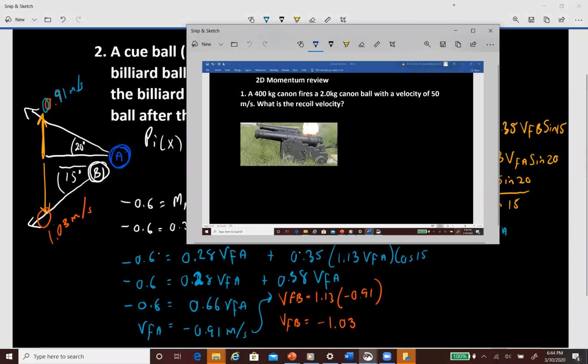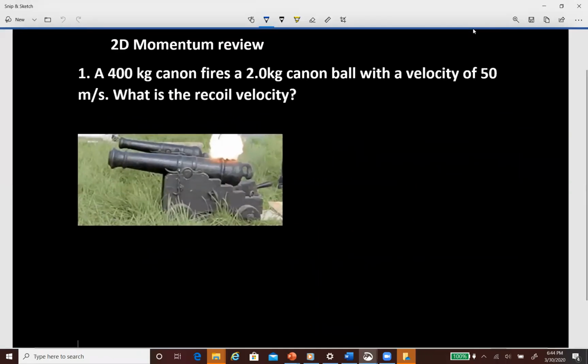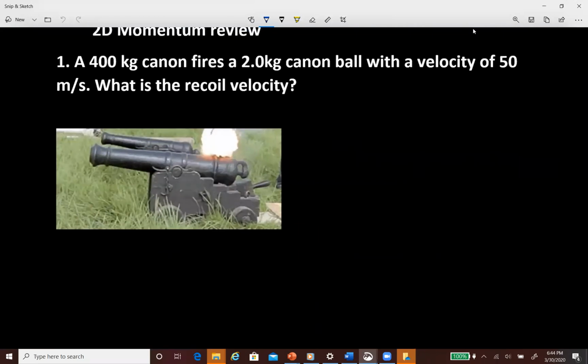A cannon firing a cannonball. All right, here we go. We have a 400 kilogram cannon firing a 2 kilogram cannonball with a velocity of 50 meters per second. We're going to figure out the recoil velocity.